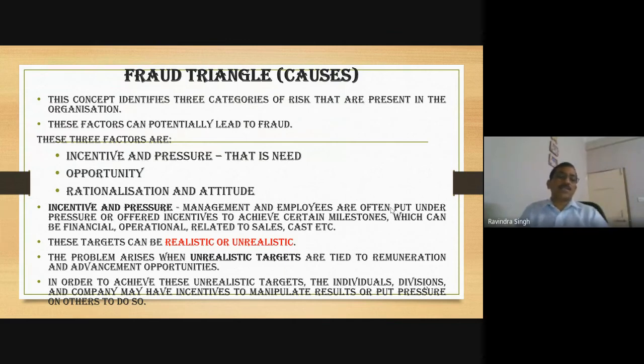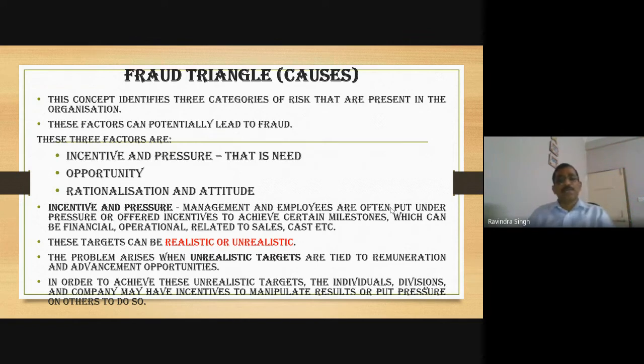Now let us see what the incentive and pressure is. Management and employees are often put under pressure or offered incentives to achieve certain milestones, which can be financial, operational, related to sales. Now, once I tell you that if you achieve this, I will give you this much incentive, 5%, then you will steal or borrow by hook or crook, by manipulating the things. Yes, sir, I did it. Management is happy, and you are happy that you have got your incentives.